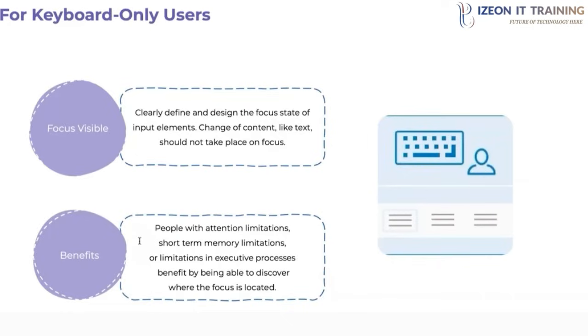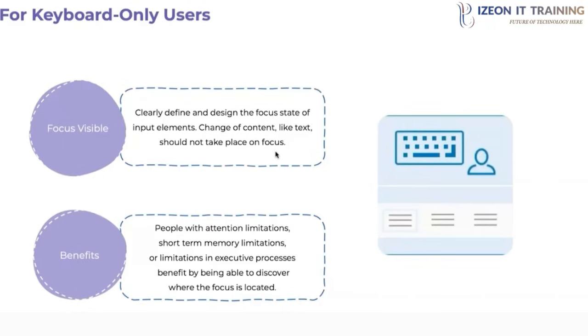So, for keyboard only users: focus visible. Clearly define and design the focus state of input elements. Change of content like text should not take place on focus. Focus visible means you have to ensure the focus state is clearly visible so that the user can easily see where they are in a particular application.